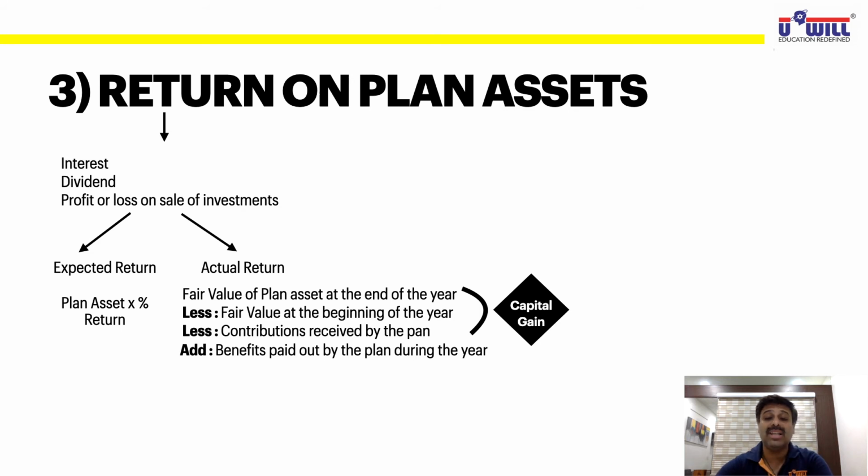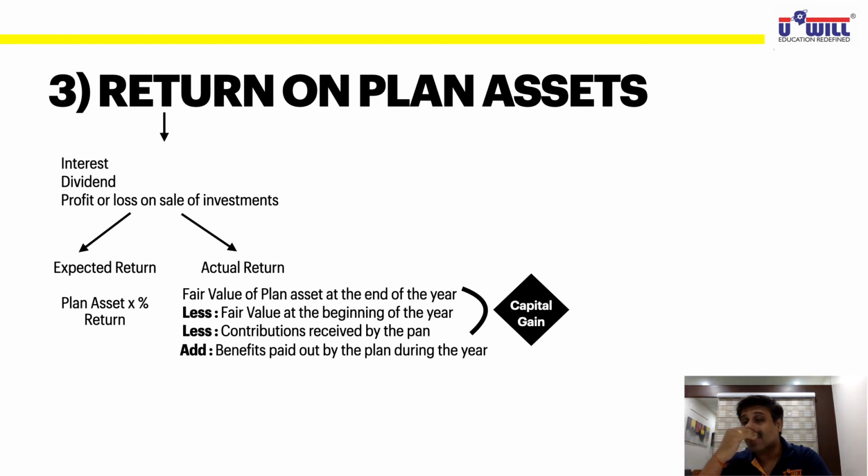Note it down in the notebook. Then we take up its practical questions also. How do you find the actual return on investments? Fair value of plan assets at the end of the year minus fair value of plan assets at the beginning of the year minus contributions received by the plan plus benefits paid out by the plan will give us actual return.